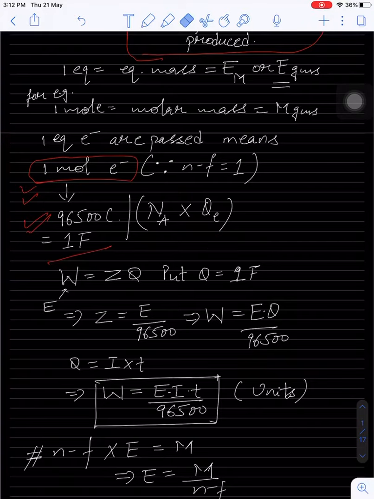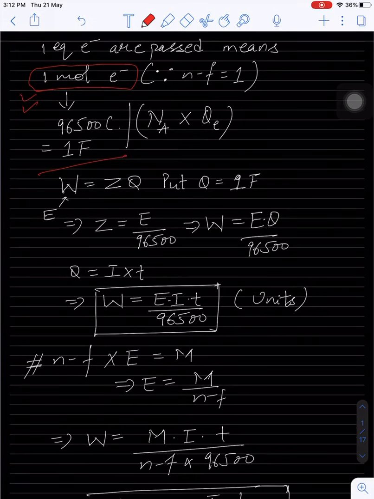1 mole of electrons means, how do we write it, 6.023 into 10 to the power 23. This is Avogadro number, multiplied by 1.6 into 10 to the power minus 19 coulomb. So this value comes out to be nearly equal to 96500 coulomb. That is, 1 mole or one equivalent of electrons means 96500 coulomb, or equal to 1 Faraday.